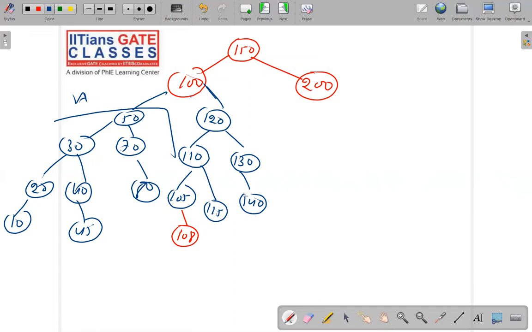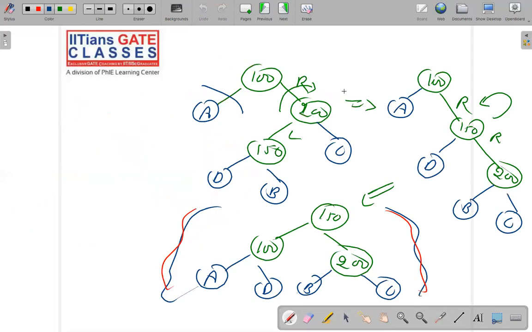Okay, so the AVL insertion is not that easy as binary search tree, because after inserting at the leaf level, or you can say at the bottom level, we have to make the rotation to make the tree balanced again. Okay, and what are the children of 200?